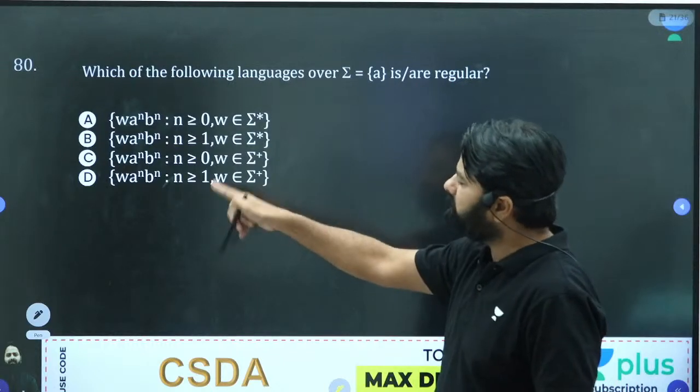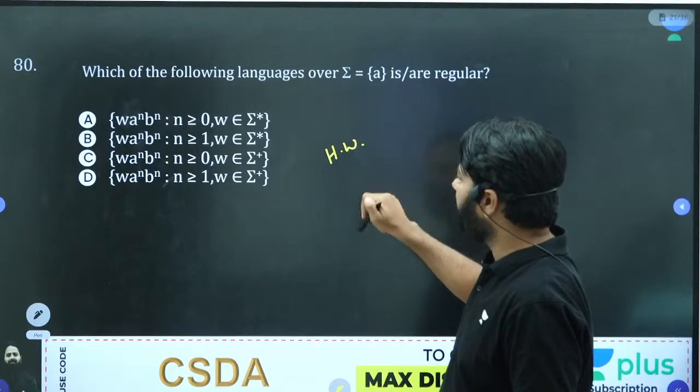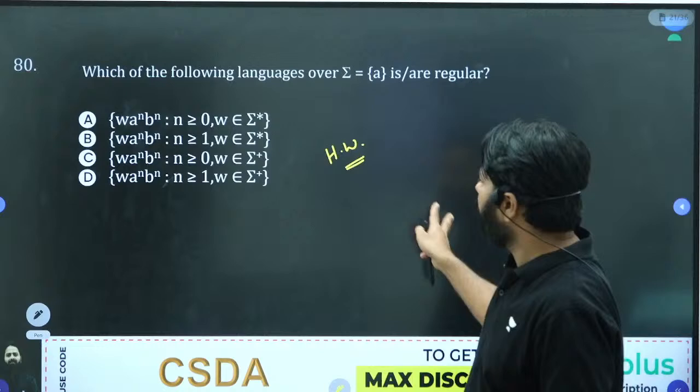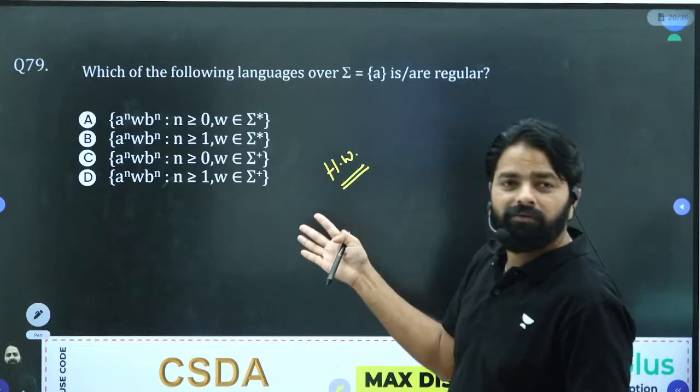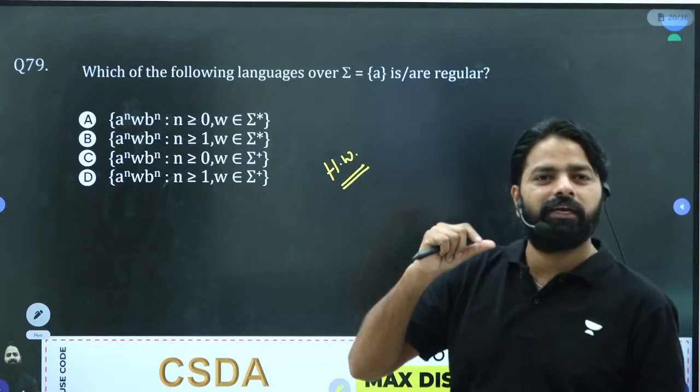Just a small change: W I kept in the beginning. Now analyze it. Tomorrow we'll see. You will see the explanation if you don't get it. And somebody answered A, B, C, D. Now B, is it regular or not? You need to understand.